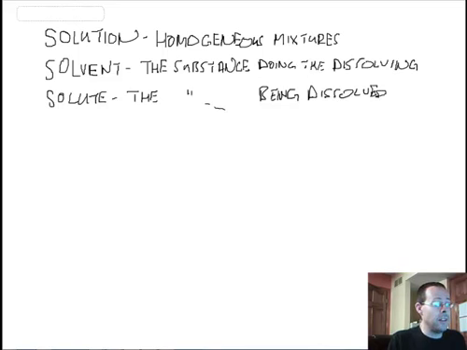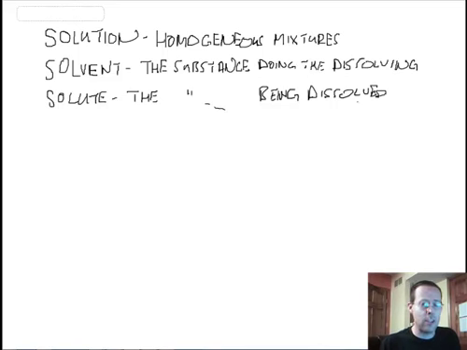Alright, and that is it. So again, solutions are made up of a solvent and a solute. The solvent's the thing in greater quantity. So we could have a solution of gases. A good example would be the atmosphere. The atmosphere is primarily made up of nitrogen gas. So in this instance, nitrogen is really the solvent, and there's a bunch of solutes.